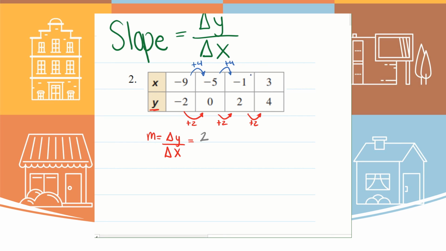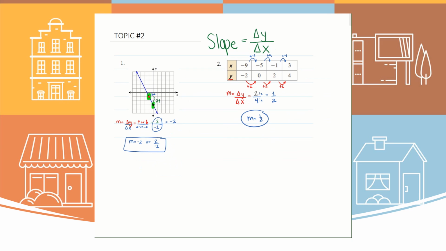We'll repeat the process for x. We need to add 4 every time, so that means that the change in x is going to be 4. Let me simplify this fraction. Divide both numerator and denominator by 2, so I get 1/2. So my slope is 1/2. Again, the key information here is being able to identify that slope is just how your values are changing in the y direction and in the x direction.